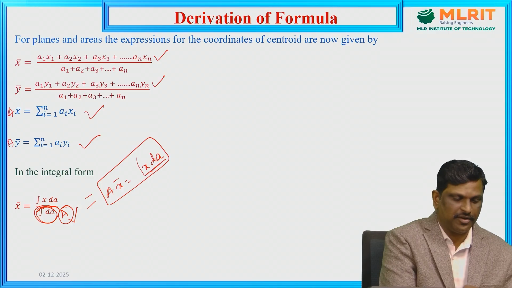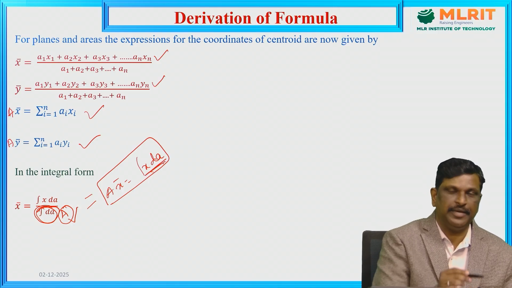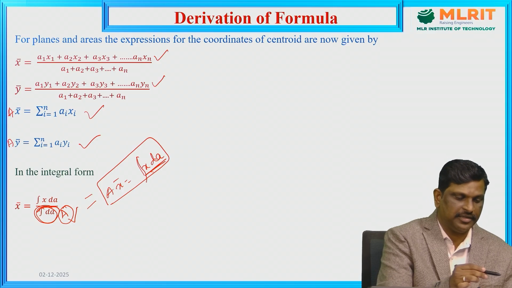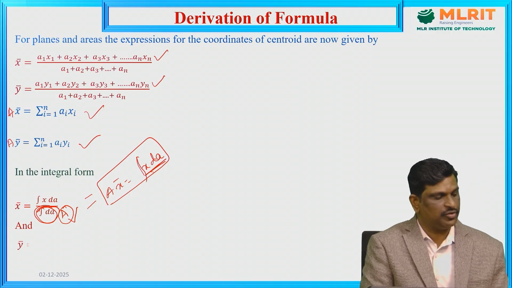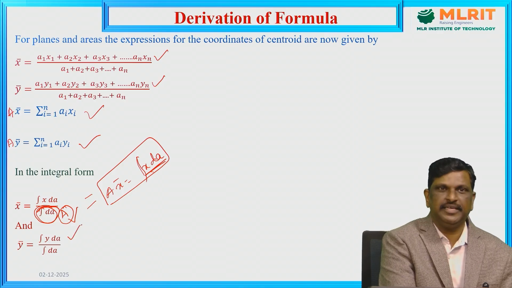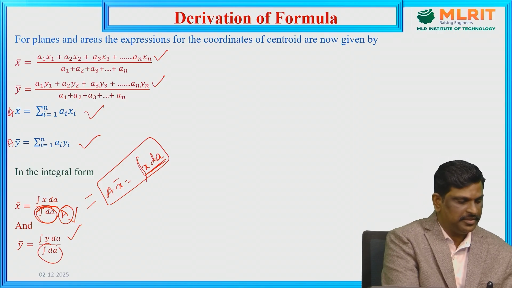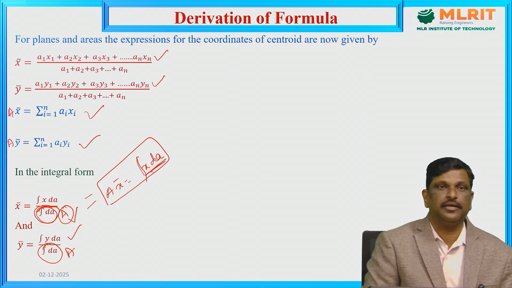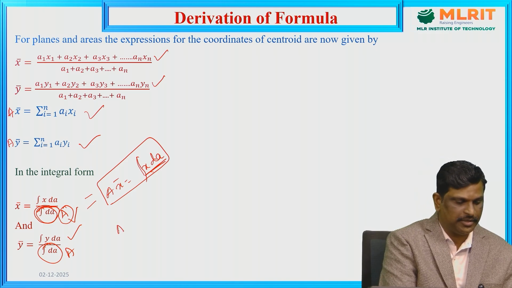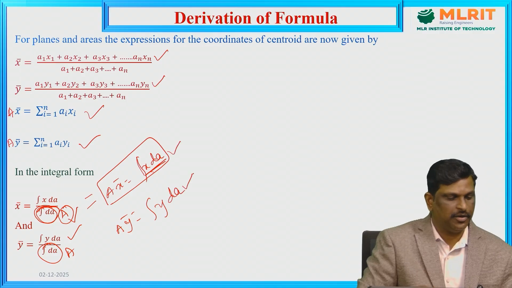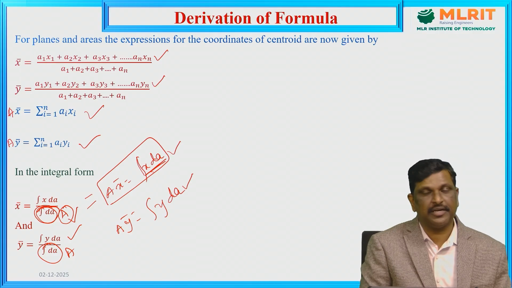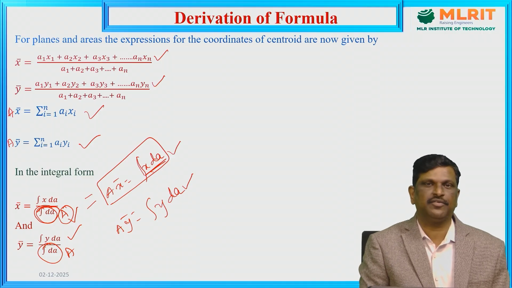The first moment of area, which is x into dA, gives us the location of centroid, and y bar is also equal to integral y dA divided by integral dA. This integral dA is the total area, and this equation can be written as A y bar is equal to integral y dA. These two equations we are going to use to derive the centroid location for rectangle, triangle and other laminas.